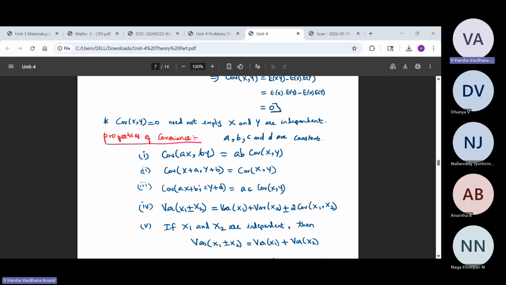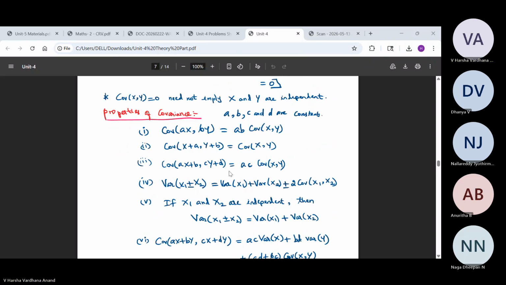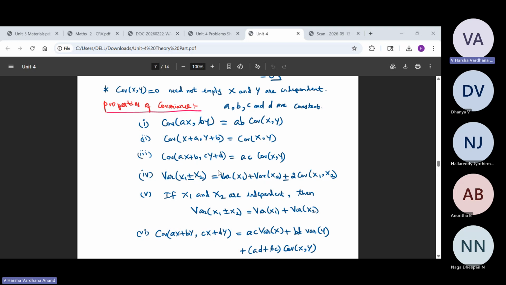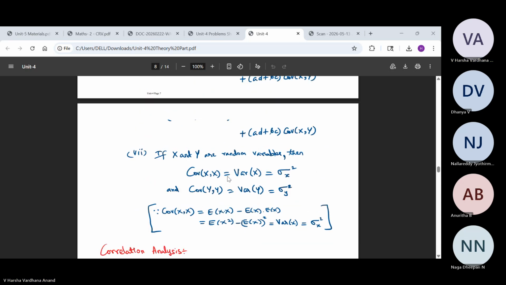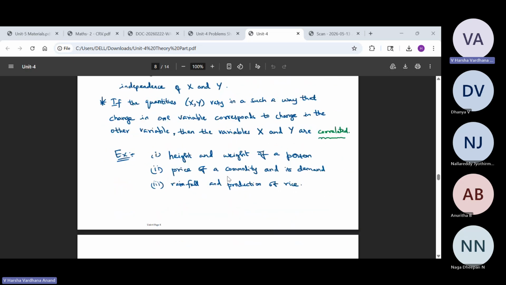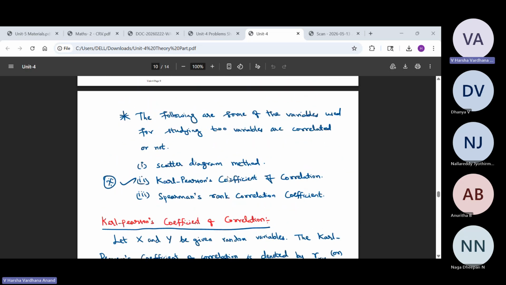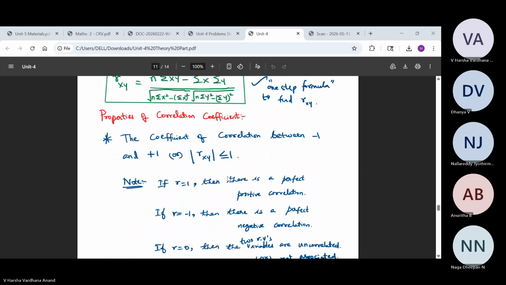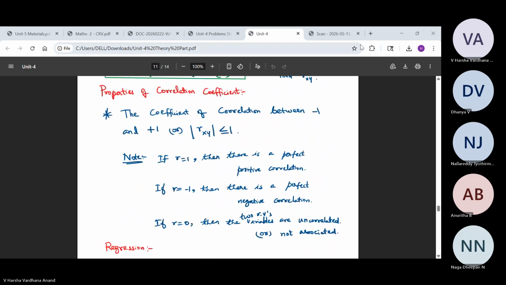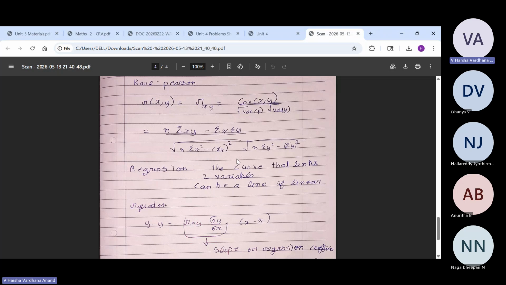Again, the third property is a combination of 1 and 2. Here it's plus or minus, x1 plus x2, so depending on the symbol here, it's x1 plus x2 minus 2. Similar to how we see in sets A and B, probability of A plus probability of B like that. Again, for correlation, we saw positive correlation and negative correlation, and the Karl Pearson's coefficient. This is just the formula of Karl Pearson's coefficient.